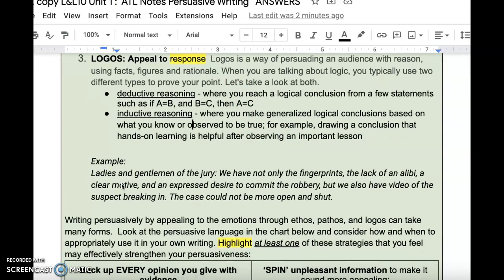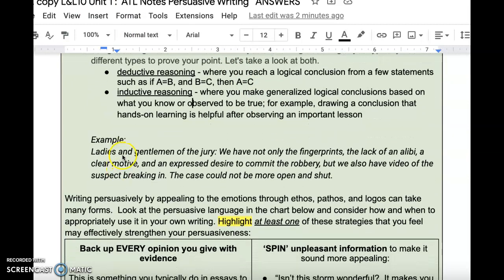So an example of logos would be, ladies and gentlemen of the jury, we have not only the fingerprints, the lack of an alibi, a clear motive, and an express desire to commit the robbery, but we also have video of the suspect breaking in. The case could not be more open and shut. This is very logical because you have all sorts of evidence to support the idea that the case is open and shut.